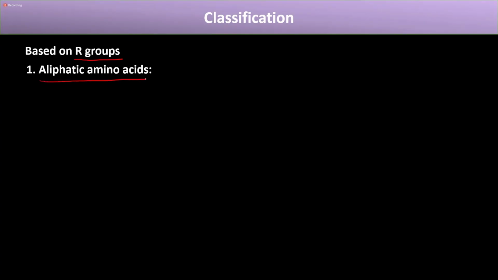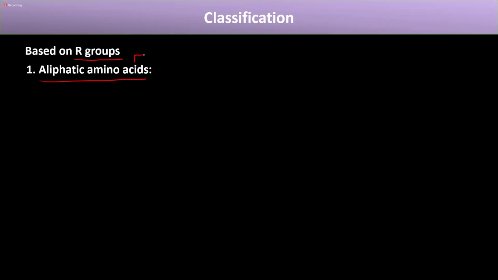Now, the second type of classification is based on the R group. So remember the structure in which there is an R group, right? And this R group divides the amino acids into 20 types. Based on the R groups, the first type of amino acids are aliphatic amino acids.